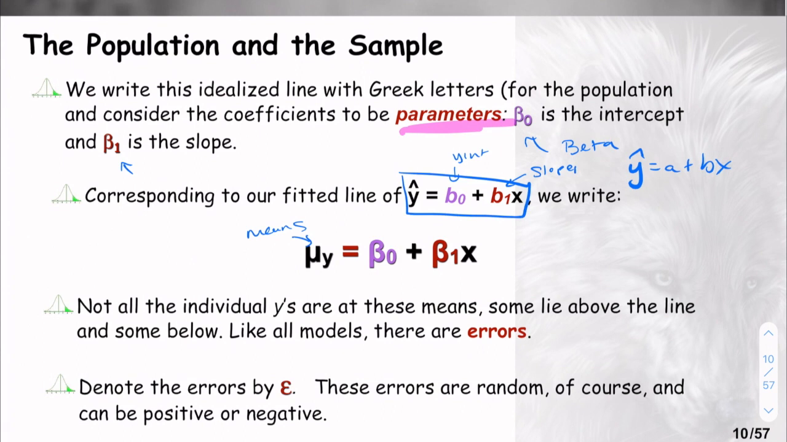Not all individual y's are at the means. Some lie above the line and some below. And so, like all models, there are errors, and that's important to note. We denote errors by the Greek letter epsilon. These errors are random and of course can be positive and negative.